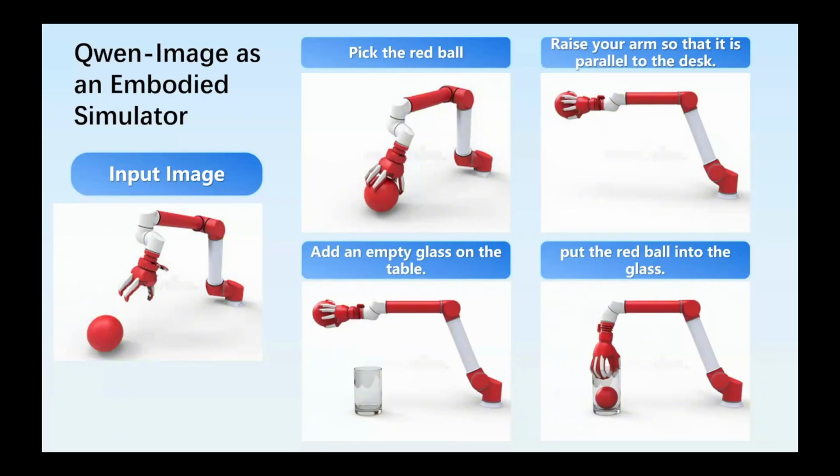This is fundamentally different from traditional component-based simulators, where every object and interaction must be predefined. With Queen Image, you can freely imagine any object you need and generate it instantly at low cost. Finally, you can issue a command like put the red ball into the glass. Queen Image will render the outcome accordingly. Importantly, all these examples were generated directly in Queen Chat with no fine-tuning or spatial setup, demonstrating Queen Image's strong zero-shot visual reasoning and generation capabilities.